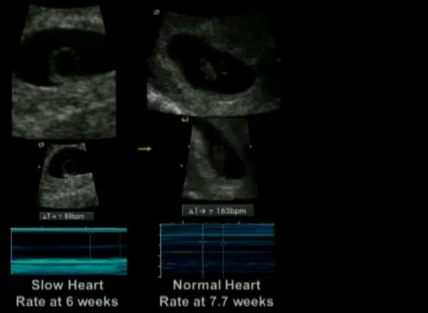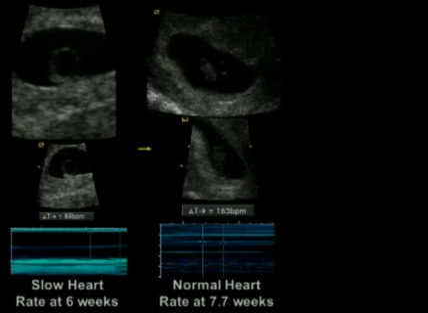Here's an example. A woman had a slow heart rate under 90 beats per minute at 6 weeks, here it is actually going at 89 beats per minute. It's a little slow. So we said heart rate's slow. We're worried about the prognosis for the pregnancy, suggested a follow-up.